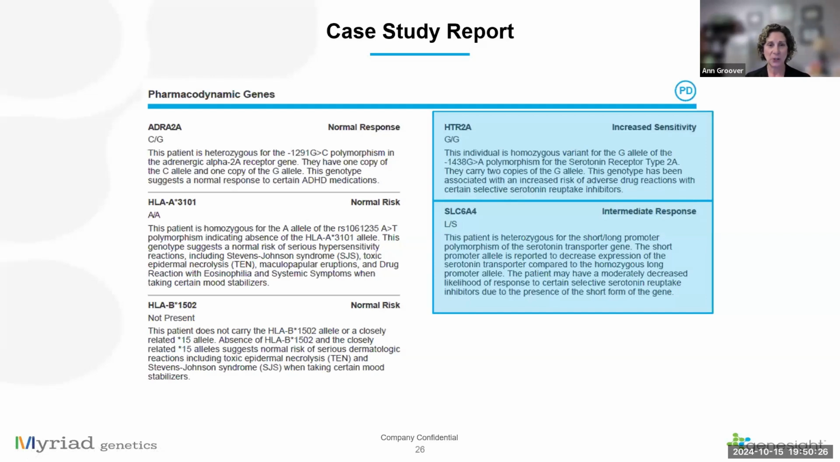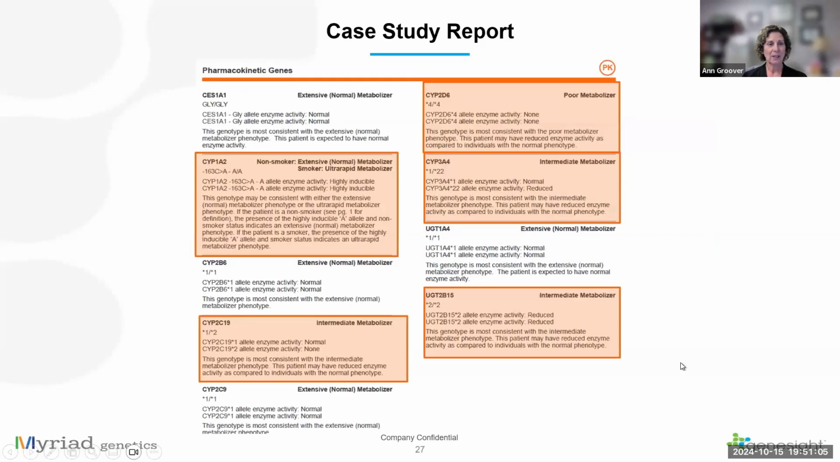So these were his results. He has a variant at HTR2A, which indicates potential increased sensitivity with some SSRIs. That's a receptor, serotonin receptor 2A, and also a variant at SLC6A4, which indicates he might have a moderately reduced likelihood of responding to some of those SSRIs. Okay, obvious choices that we would often use as first line for depression. So this is pretty impactful. We see normal risk at his HLA antigens and a normal response at ADRA2A, the alpha receptor. Okay, let's go on. So here we go.